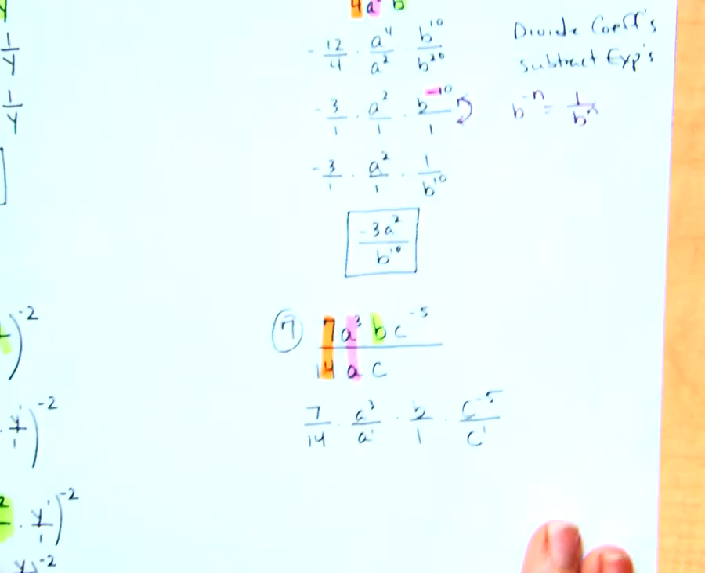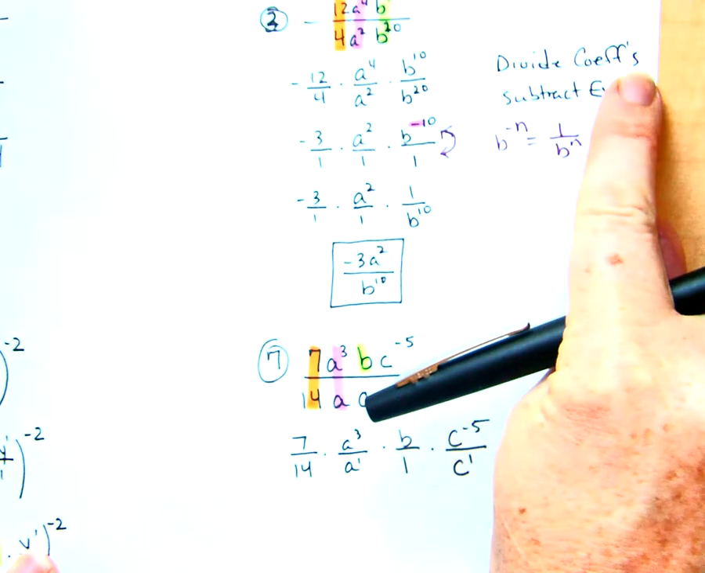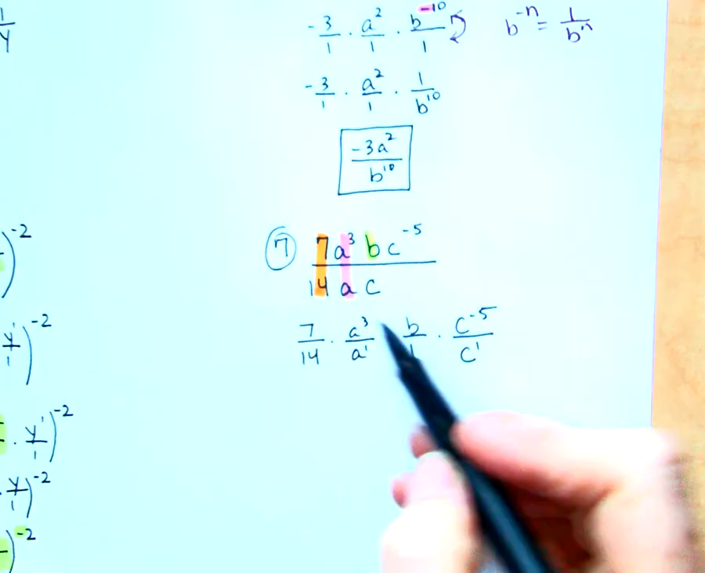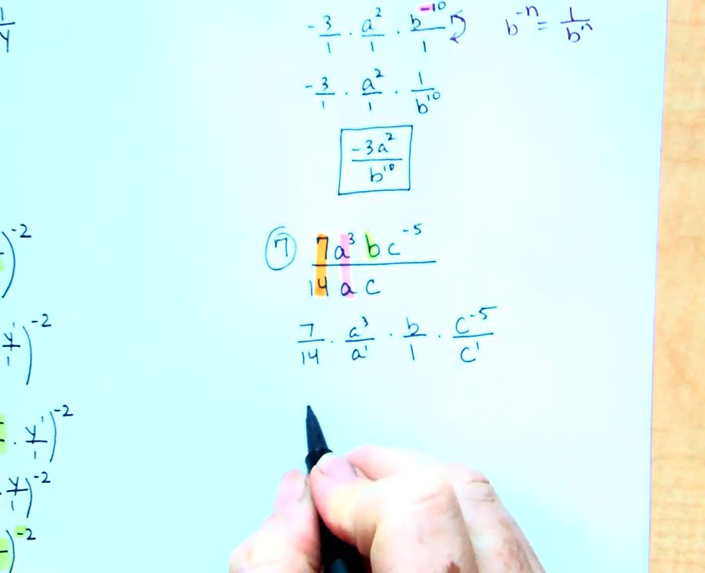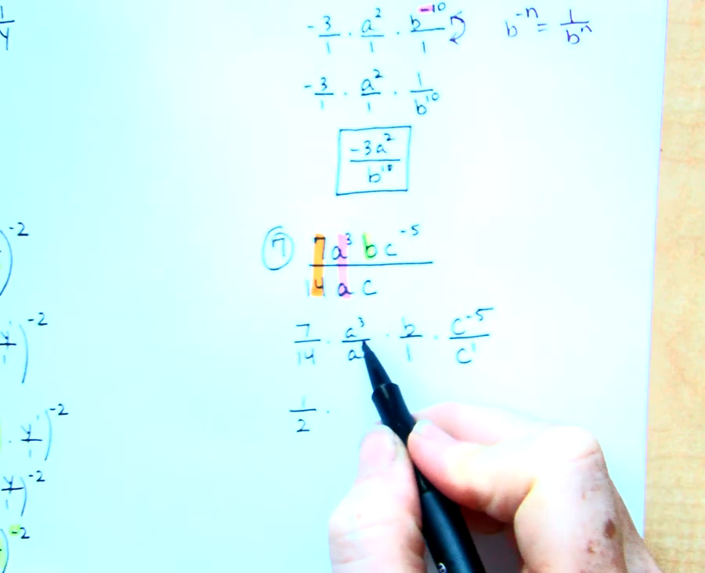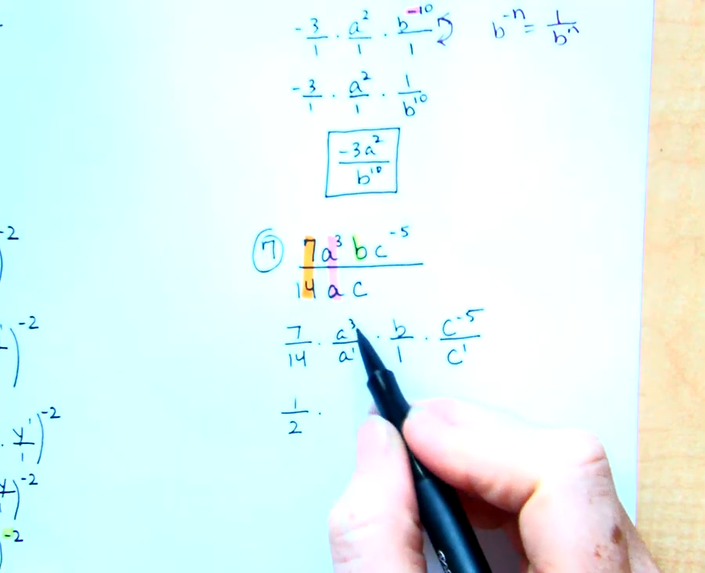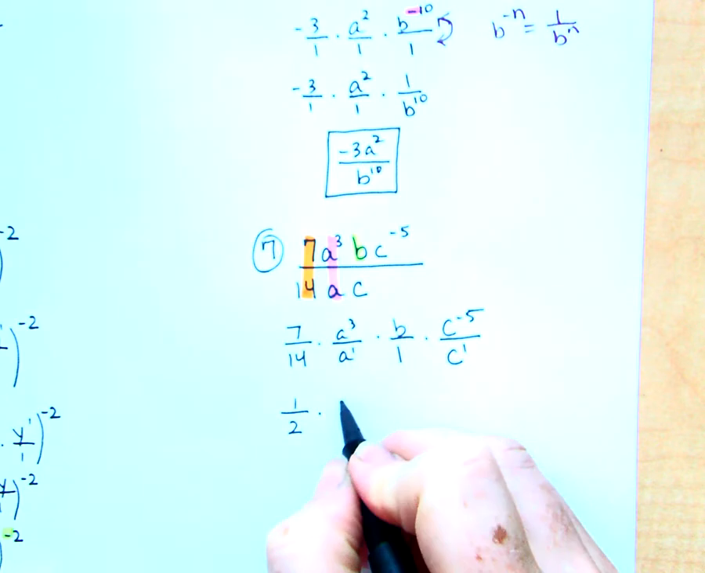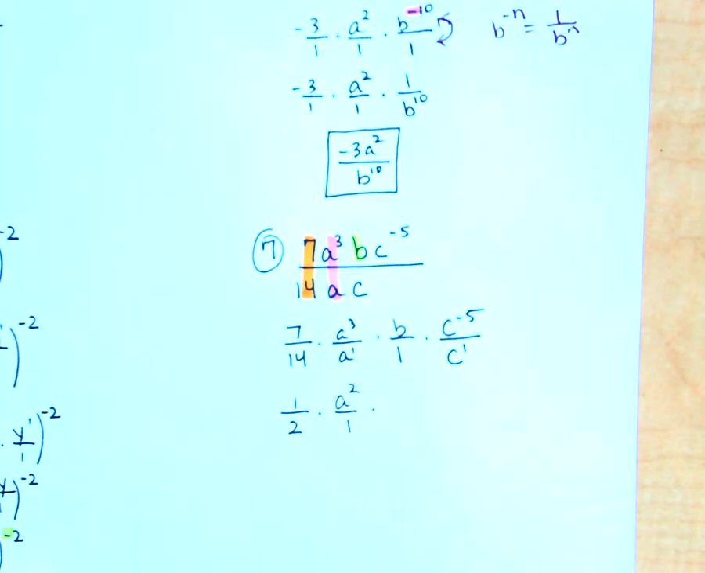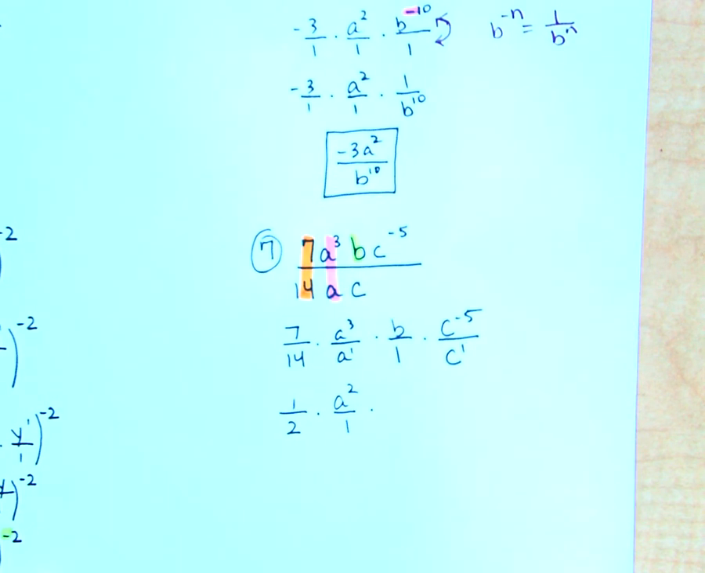Now I simplify, and remember, simplifying just means divide the coefficients and subtract the exponents. So 7 divided by 14, that's 1/2. Remember, I'm subtracting exponents. So this is going to become 3 minus 1. 3 minus 1 is a to the second. I'm putting it over 1, just leaving everything as a fraction. That will help me later.